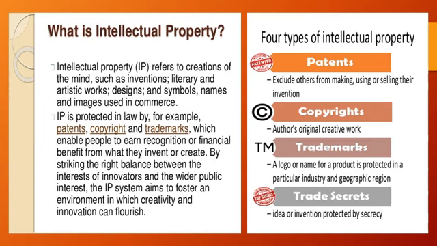Next, what is intellectual property? Intellectual property, or IP, refers to creations of the mind such as inventions, literary and artistic works, designs and symbols, names and images used in commerce. IP is protected in law by, for example, patents, copyright, trademarks, and trade secrets, which enable people to earn recognition or financial benefit from what they invent or create. By striking the right balance between the interests of innovators and the wider public interest, the IP system aims to foster an environment in which creativity and innovation can flourish.